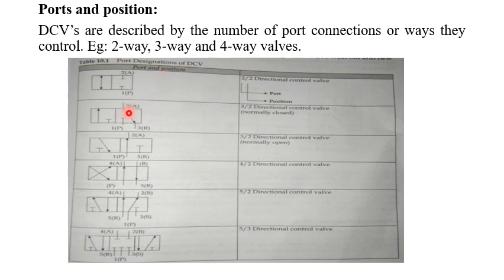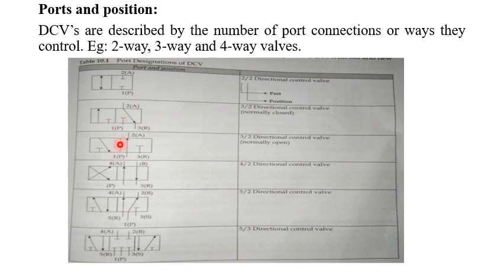Right, if you come to the next one, see here we have two positions. See how many squares: one square and the second square, so two positions. In one position you need to count how many ports it has. This one is 1, this is 2 and this is 3, so it has 3 ports. So 1, 2, 3: 3 ports, and 1 position and 2 position, so it is 3 by 2, a 3-port, 2-position direction control valve, right?